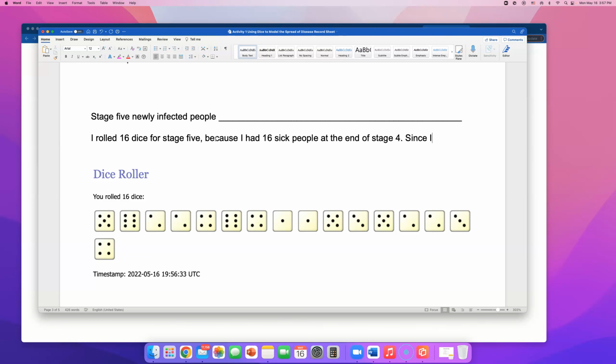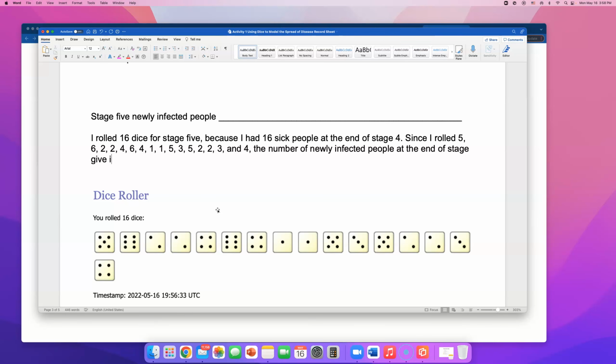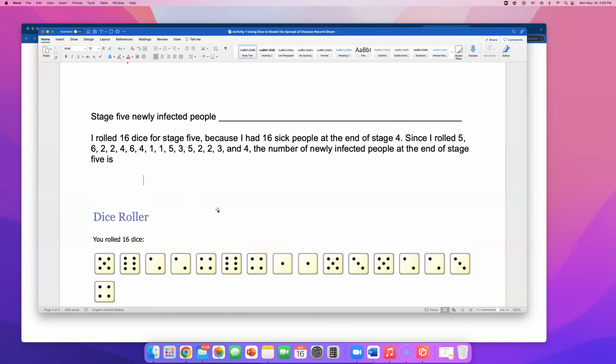Okay. Since I rolled 5, 6, 2, 2, 4, 6, 4, 1, 1, 5, 3, 5, 2, 2, 3, 4, and 4, you see those are just the numbers of the dice, right? The number of newly infected people at the end of stage 5 is... now I have to add them, right?